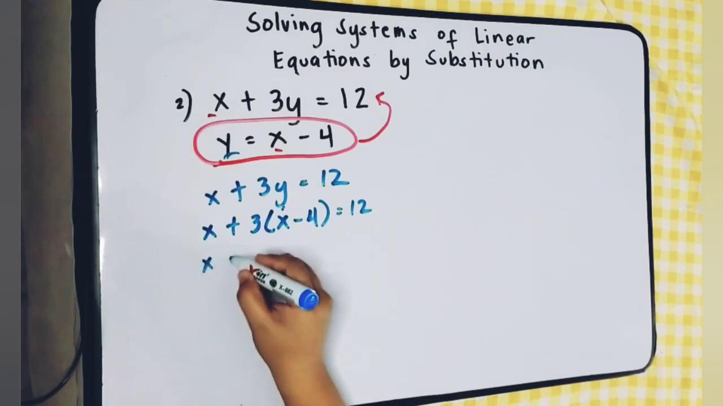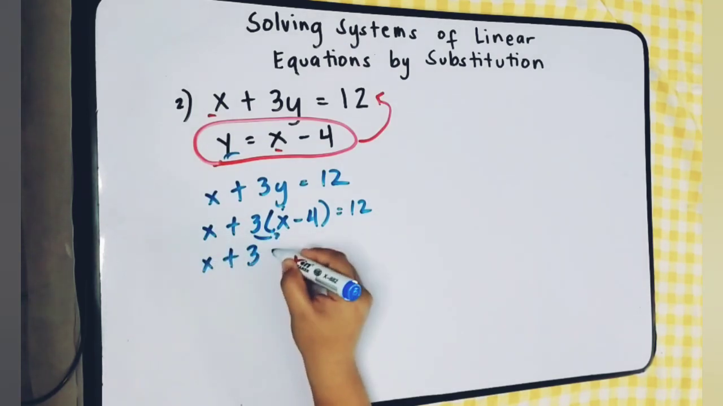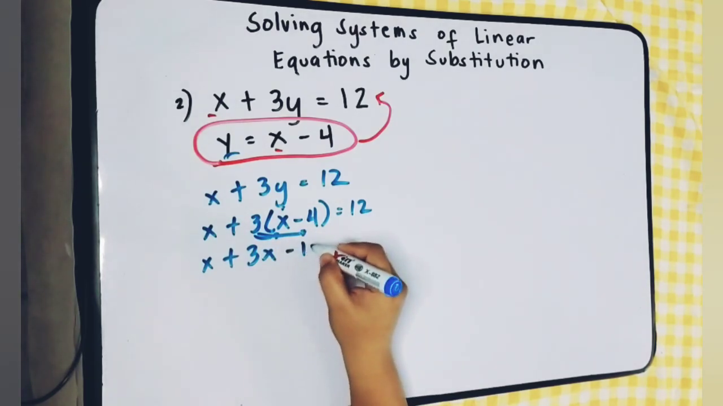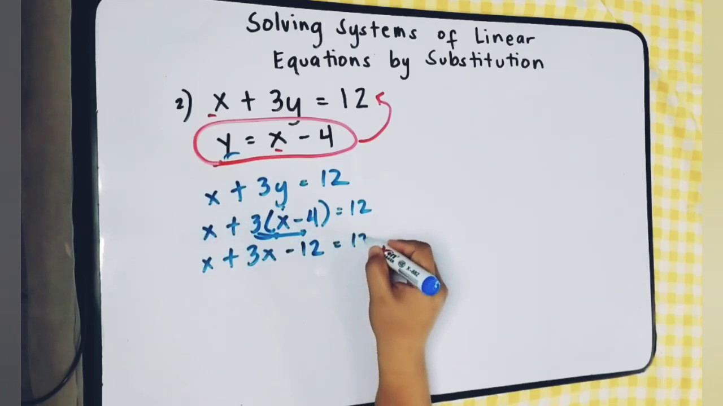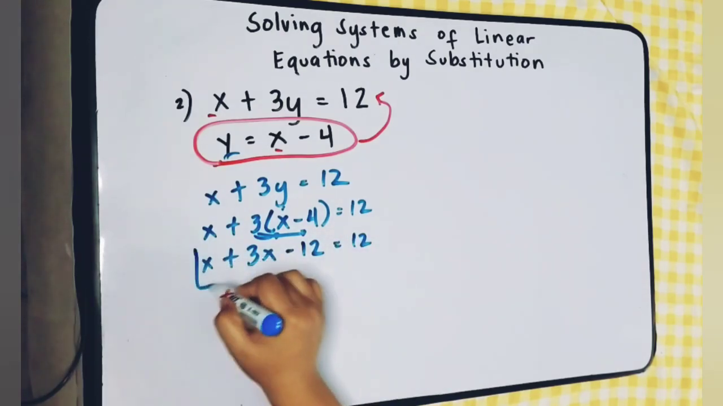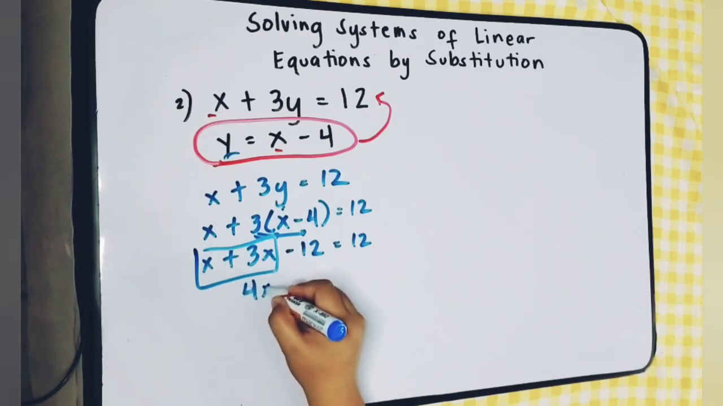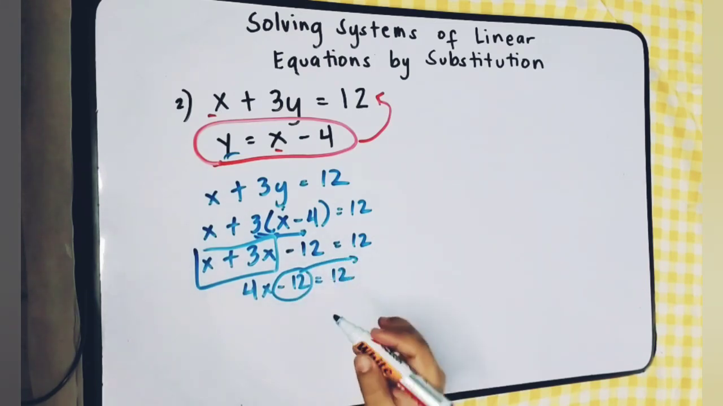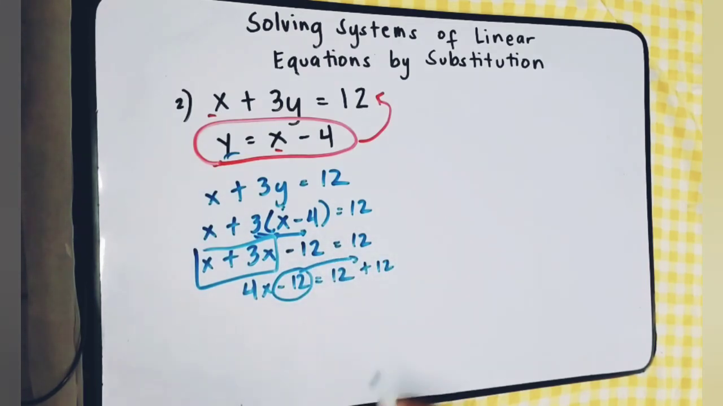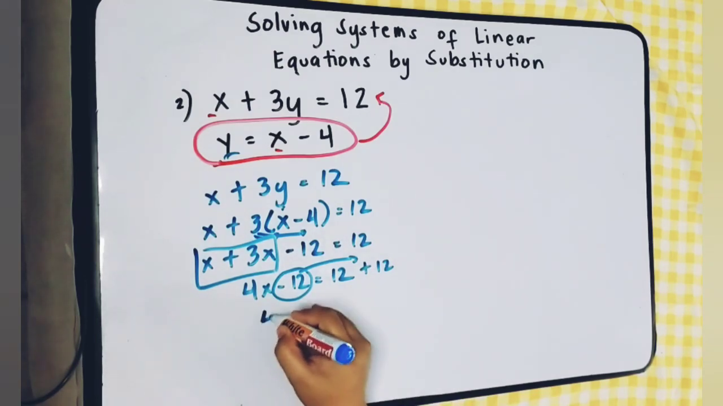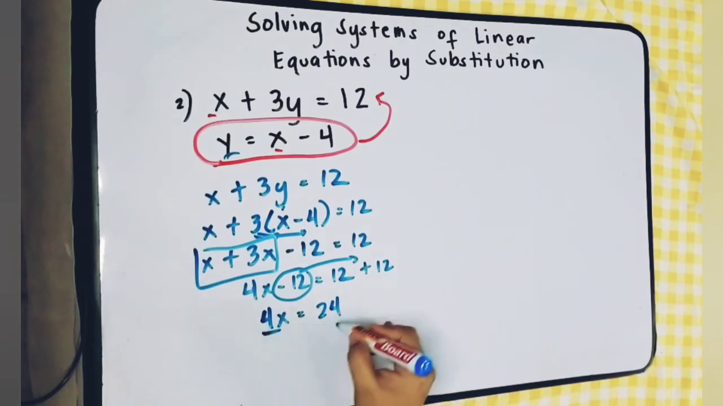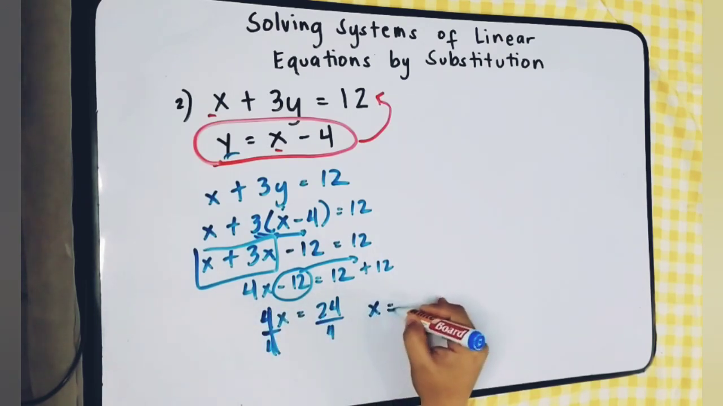Solve. So, x plus, so 3 times x, 3x, 3 times negative 4, negative 12 equals 12. Combine like terms. So, x plus 3x, we have here 4x minus 12 equals 12. Transpose negative 12 to the other side of the equation. So, it will become positive 12. So, 12 plus 12, that is 24. So, we have 4x equals 24. Solve now for the value of x. Divide both sides by 4. Therefore, x is equal to 6.